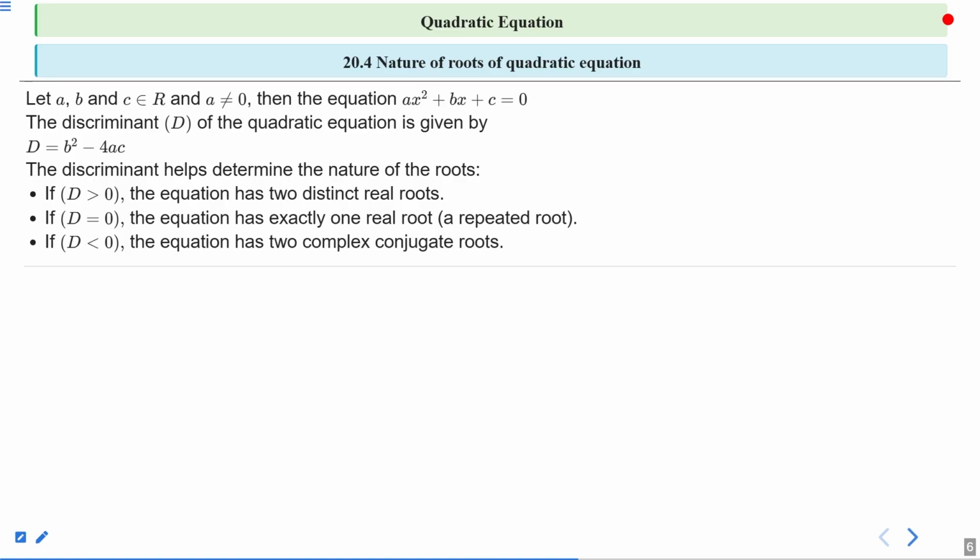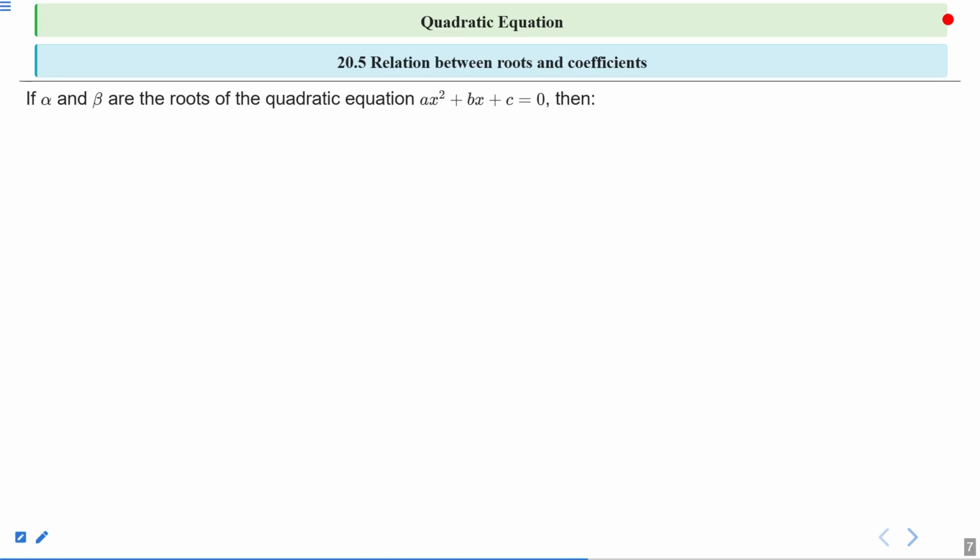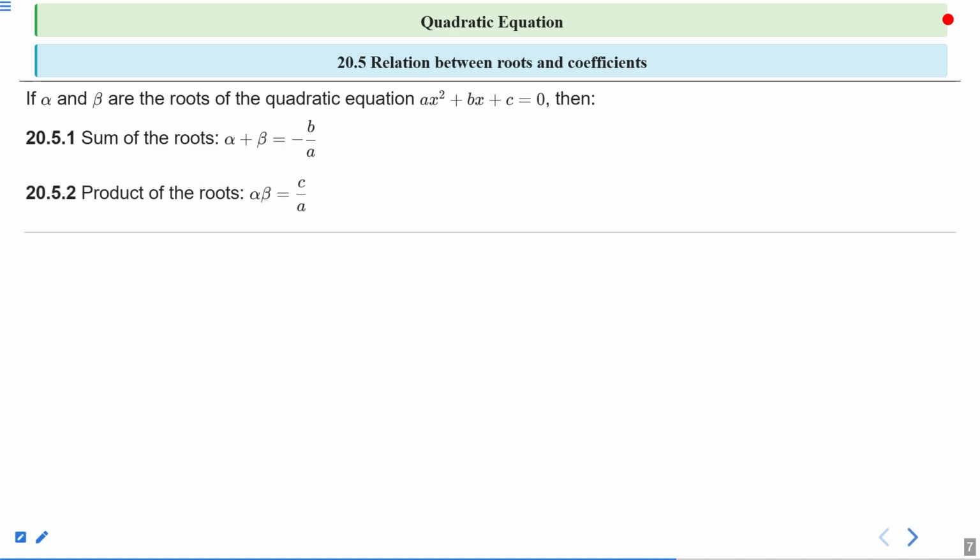Next one, relation between roots and the coefficients. If alpha and beta are the roots of the quadratic equation ax² + bx + c = 0, then the sum of the roots alpha + beta becomes -b/a. The product of the roots alpha × beta becomes c/a.